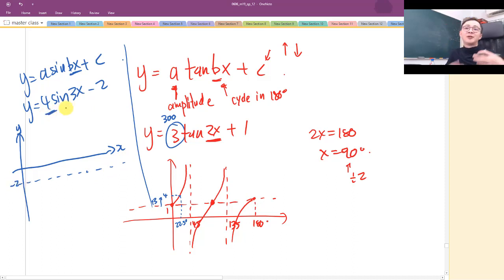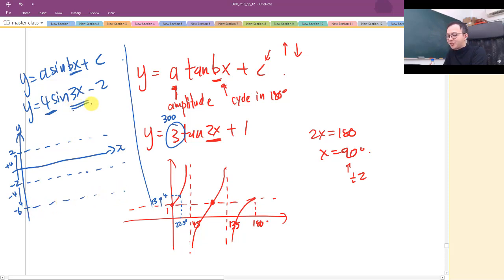Amplitude 4 tells me what? My maximum value, from the negative 2, I will add 4. And from negative 2 here, I will minus 4. This is how I get my amplitude. So if I plus 4 here, I get 2. Here I minus 4, I actually get negative 6. So my whole graph should be between here.